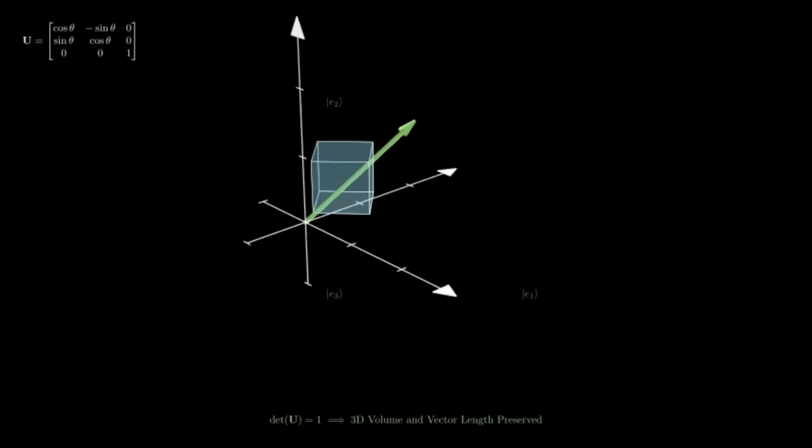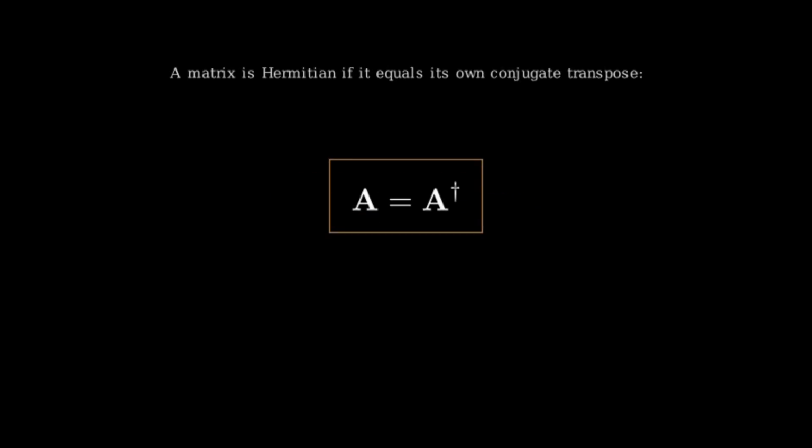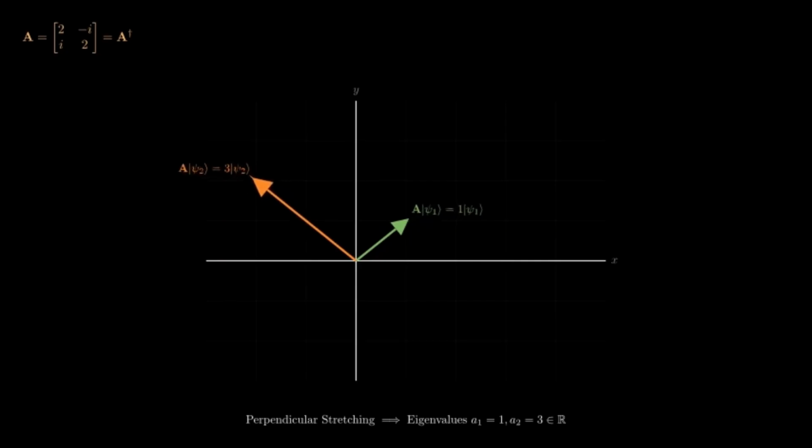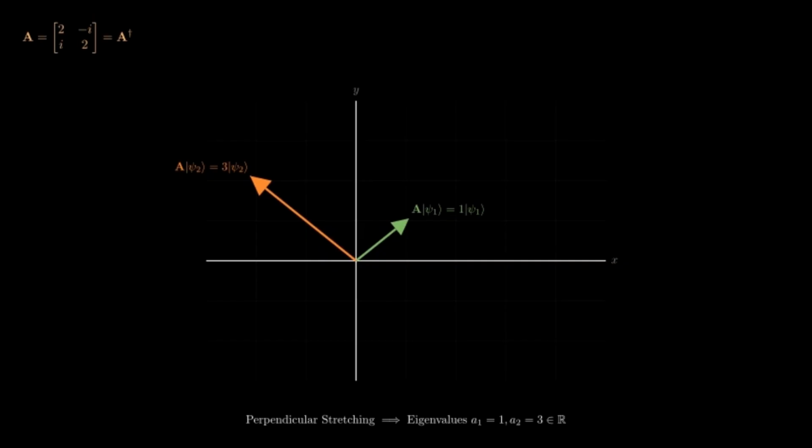To understand how these rotations are built, we must introduce the partner to the unitary operator, the Hermitian operator. A matrix A is Hermitian if it equals its own conjugate transpose. A equals A dagger. Look at this simple 2 by 2 matrix. 2, minus i, i, 2. Flipping it across its diagonal and swapping the signs of the imaginary units leaves it completely unchanged. Geometrically, Hermitian matrices stretch or shrink space along perpendicular axes. Because of this, their eigenvalues are always purely real numbers. In physics, all physical variables, like energy or momentum, are represented by these real-valued Hermitian matrices.